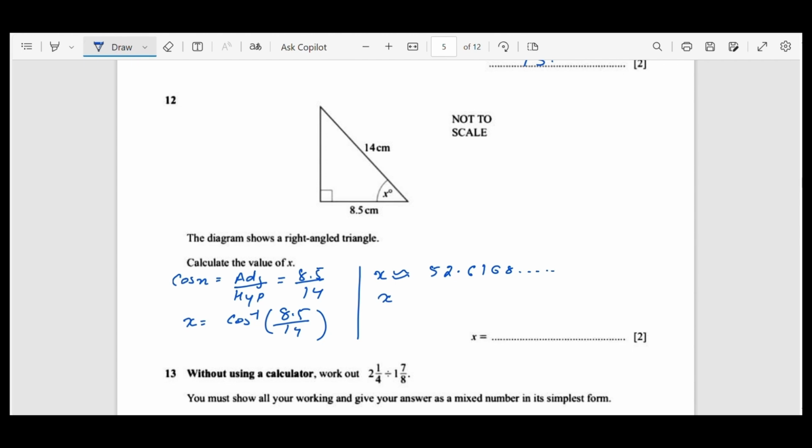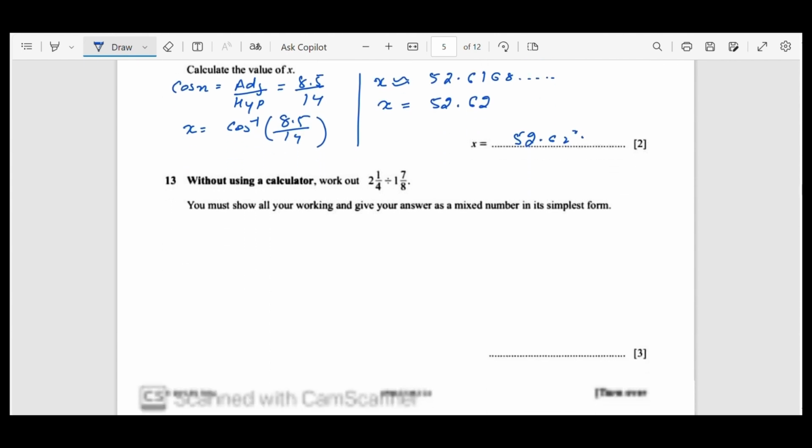So x will be equal to 52.62. Our answer is 52.62 degrees. Right?